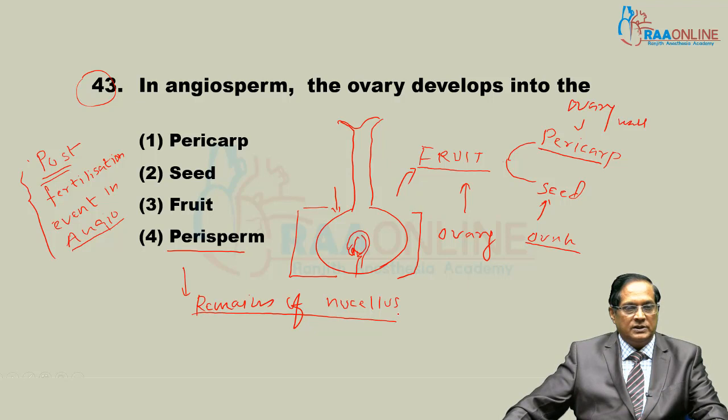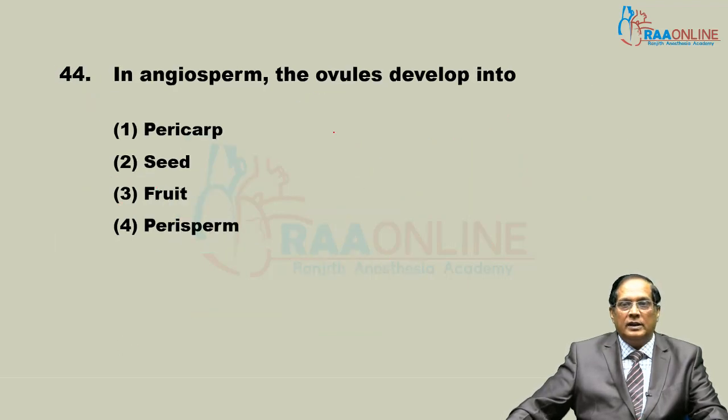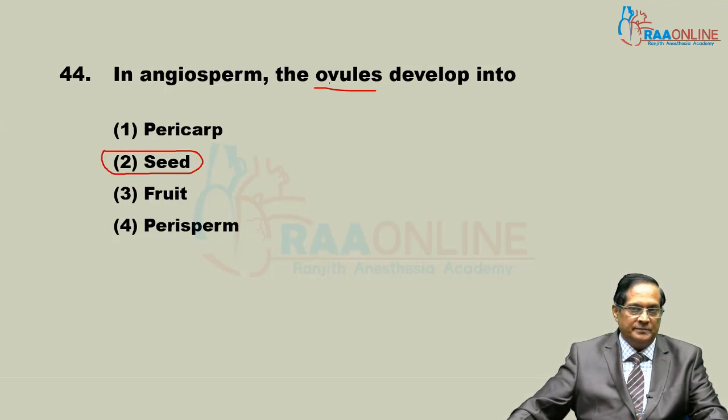So for the 43rd question, the correct answer is: ovary forms fruit. Which structure forms fruit? Then the answer is ovary. Then what about the ovule? In the last description I have already explained, the ovule develops into seed.